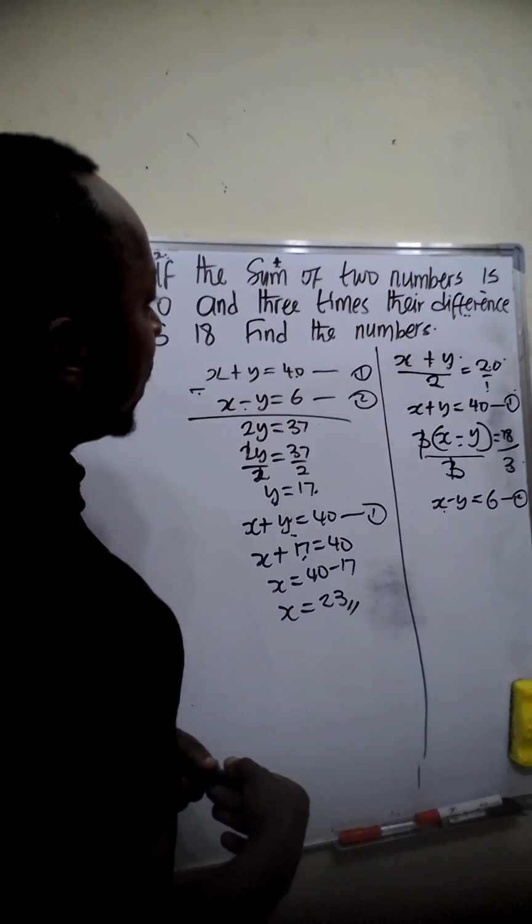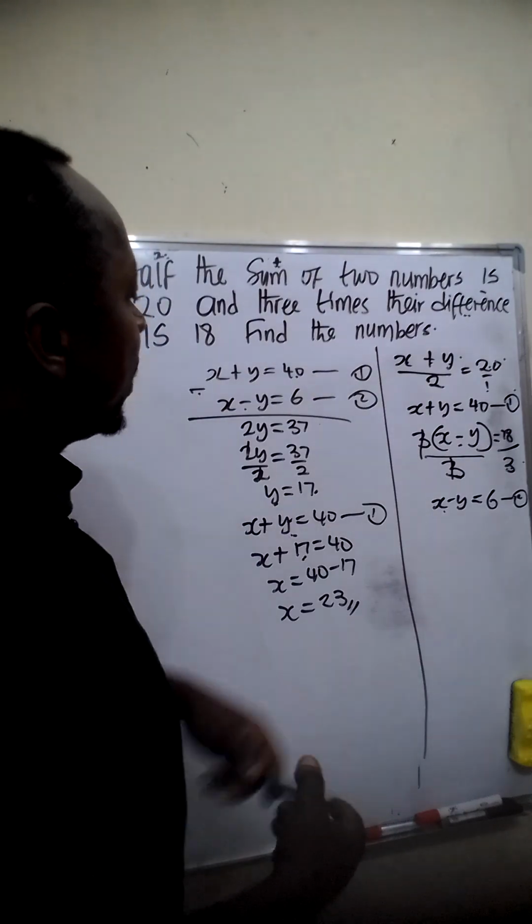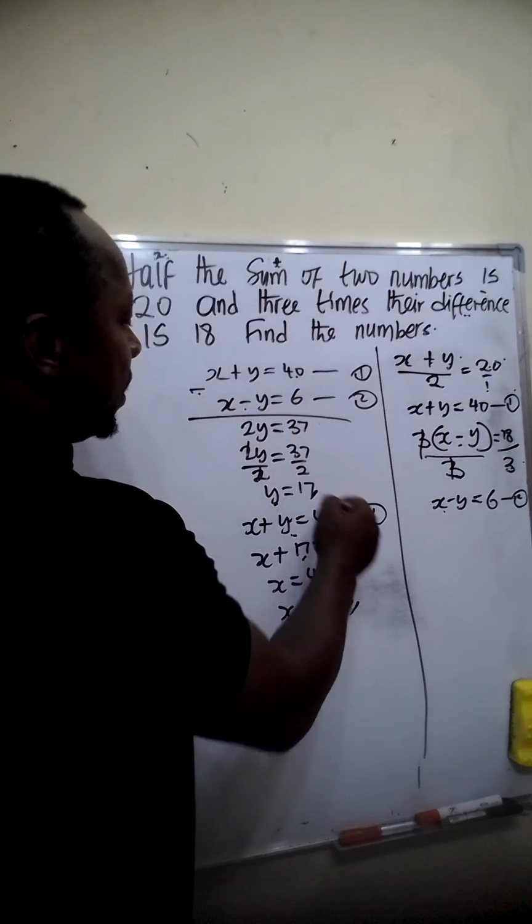It implies the values of x and y are 23 and 17.